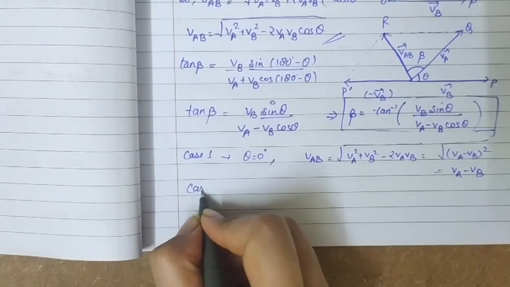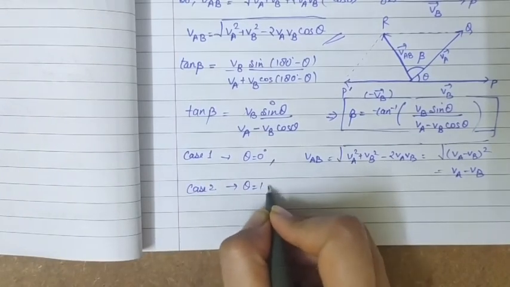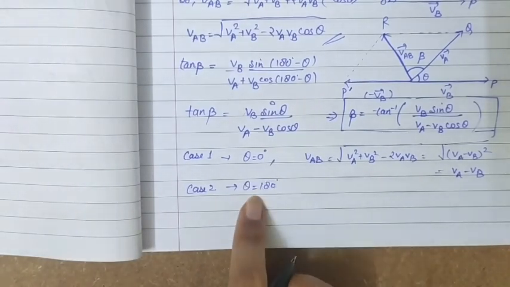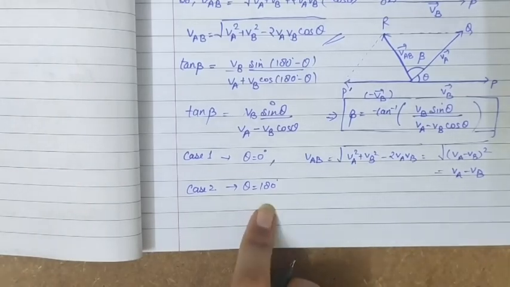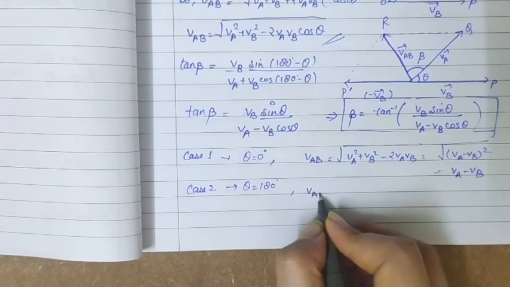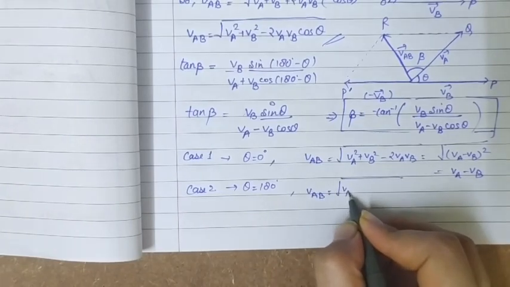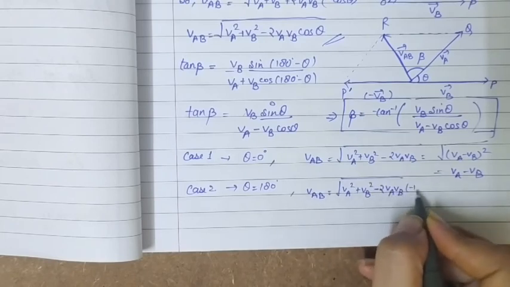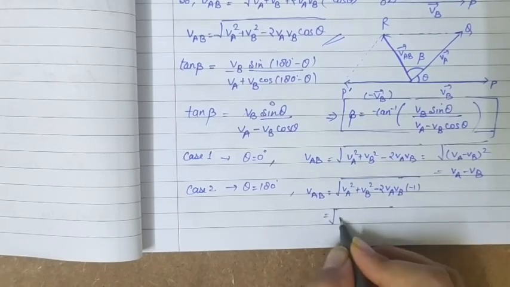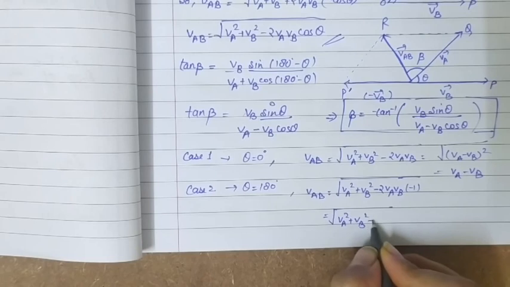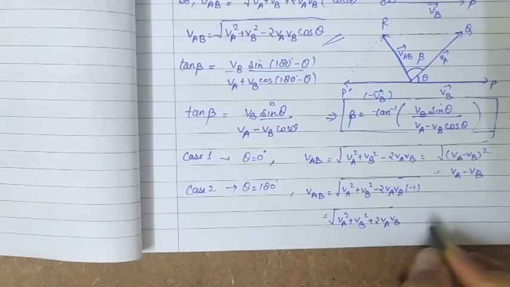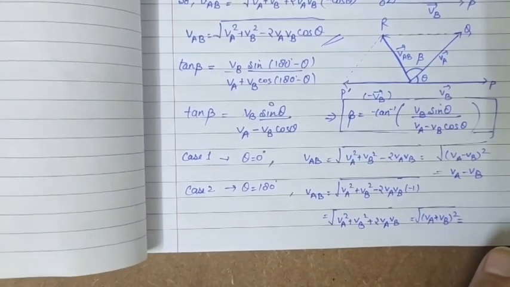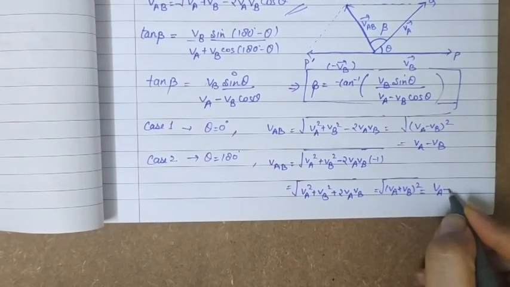And case 2 is when theta is equal to 180 degree. Theta 0 means they are parallel or along the same direction. Theta 180 means they are anti-parallel or moving in opposite direction. In this case the magnitude VAB is equal to under root VA square plus VB square minus 2 VA VB cos 180, and cos 180 is minus 1. So it is under root VA square plus VB square plus 2 VA VB, that is under root of VA plus VB whole square, and it is equal to the sum of two velocities, that is VA plus VB.